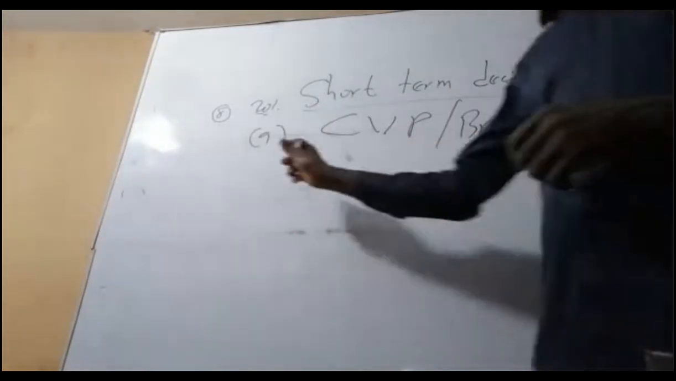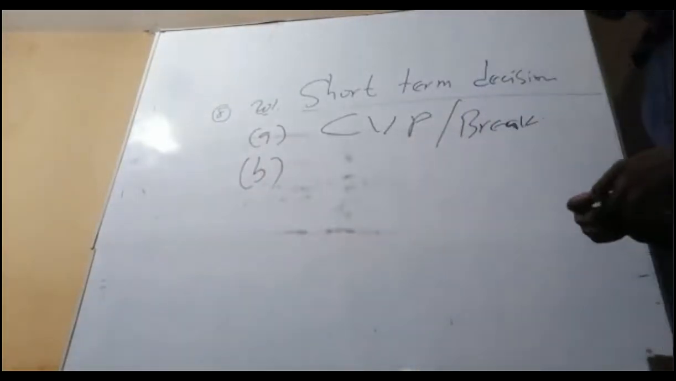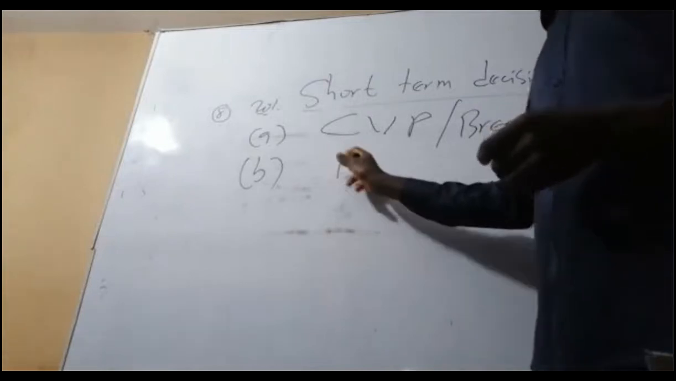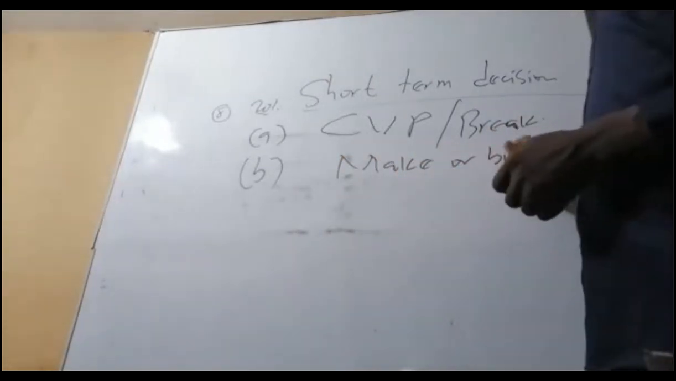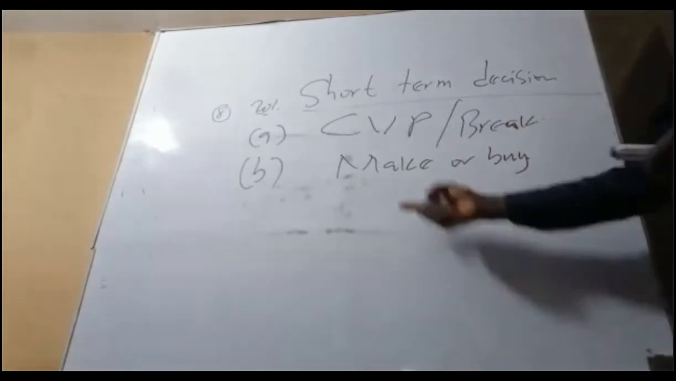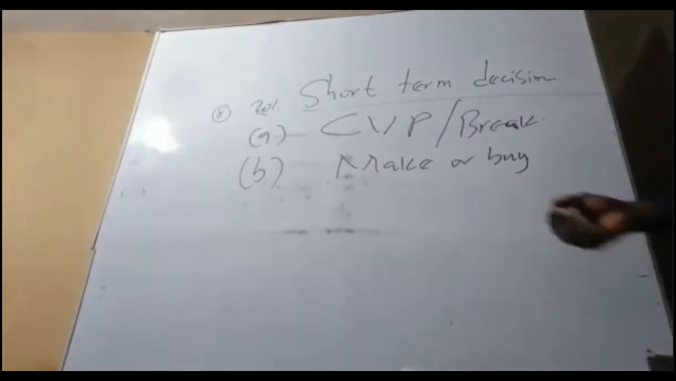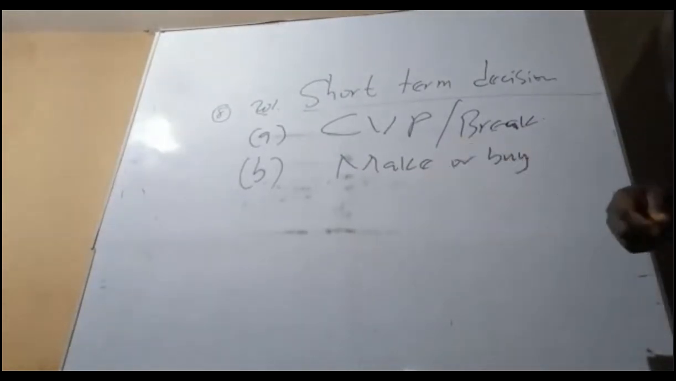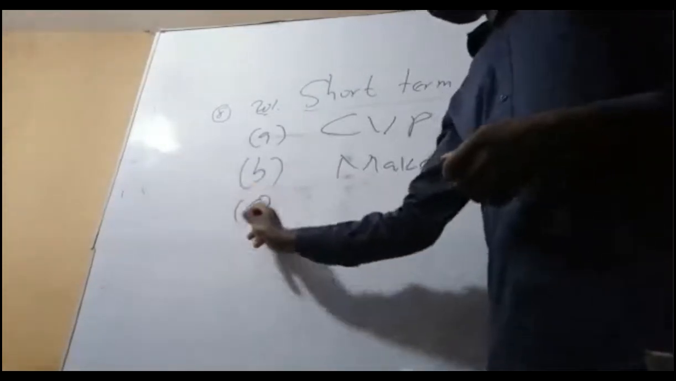Break-even. Then B, make or buy. Make or buy. I mean, you have to make decisions. So whether we should make the product or go and buy it, outsourcing. When should you make the product? When should you go and buy it? A question can come from another section. And then C, limiting factors.